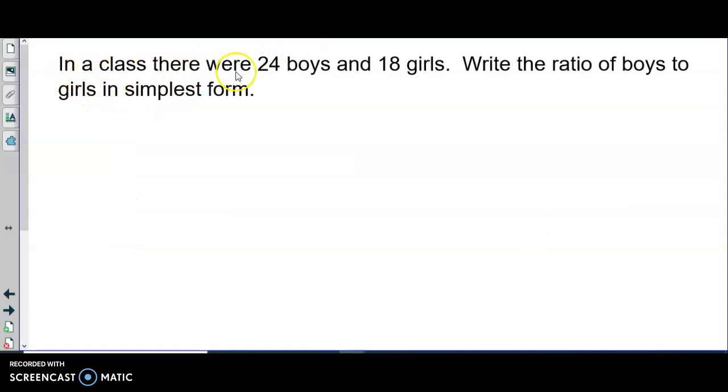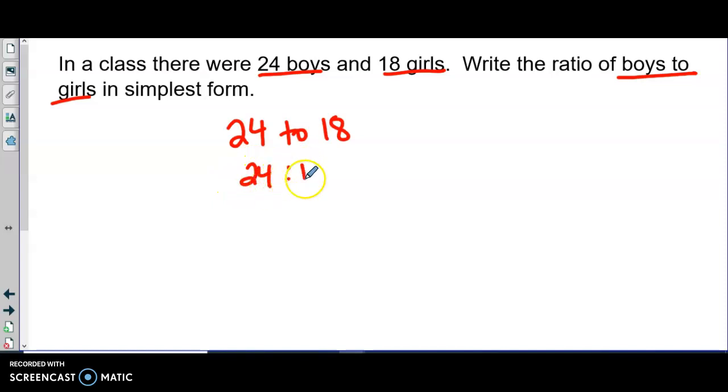It says, in a class, there were 24 boys and 18 girls. Write the ratio of boys to girls in simplest form. All right, so when we look at this, it says boys to girls. So we know we want boys first, and there are 24 boys. And then you can write ratios three different ways. First, I'm just going to put the word "to" in there, and then we want girls, and there are 18 girls. That's one way to write the ratio. You could also write it with a colon, or you could write it as a fraction. Those are the three different ways to write the ratio.